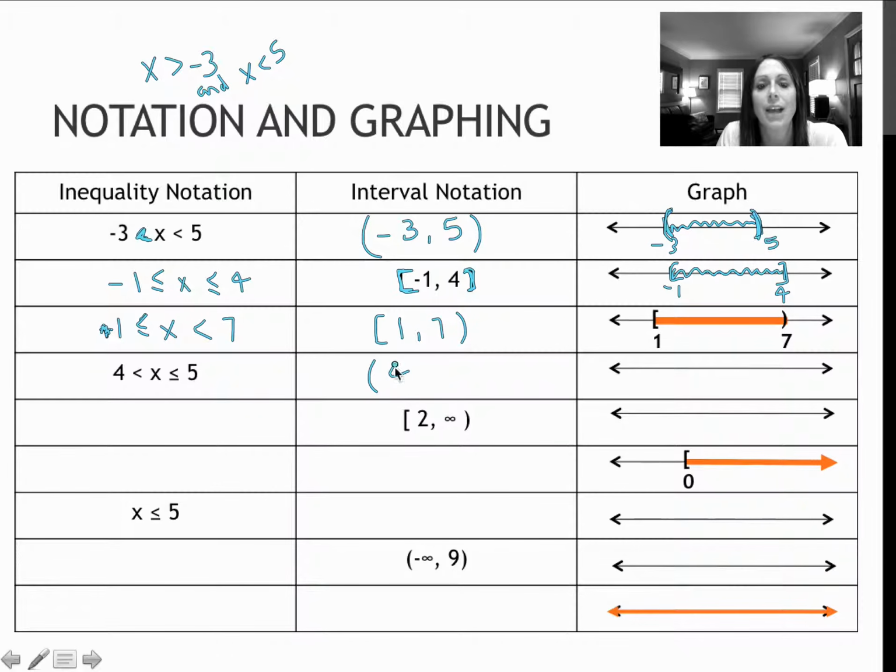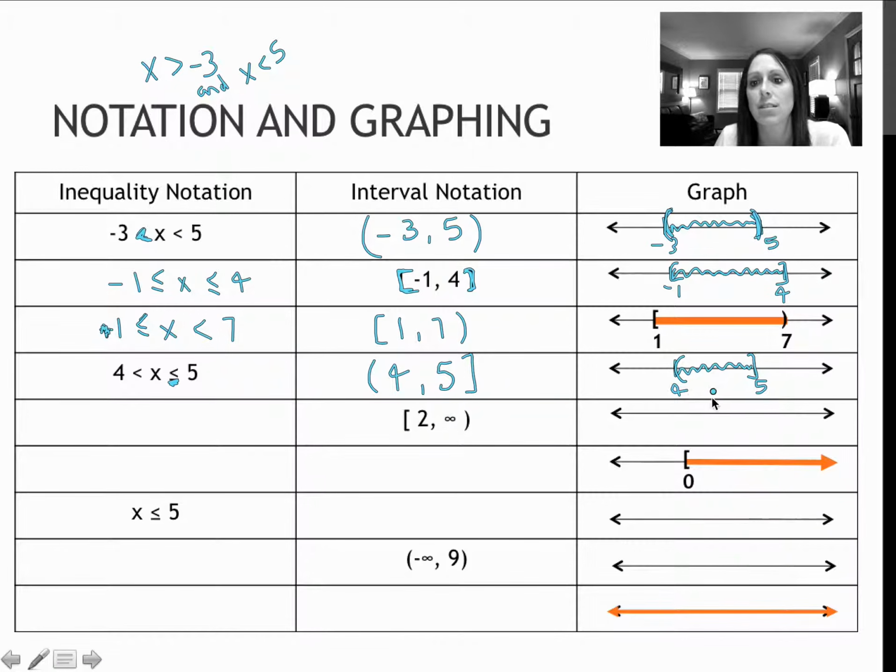That 4 not included, so that's going to be a parenthesis. The 5 is included, so it's going to be a bracket. And I know it's included because of this or equal to. The or equal to makes it a bracket rather than a parenthesis. And then I've got a 4 and a 5. Again, it's all of the numbers in between those two. The 4 is not included. The 5 is included.